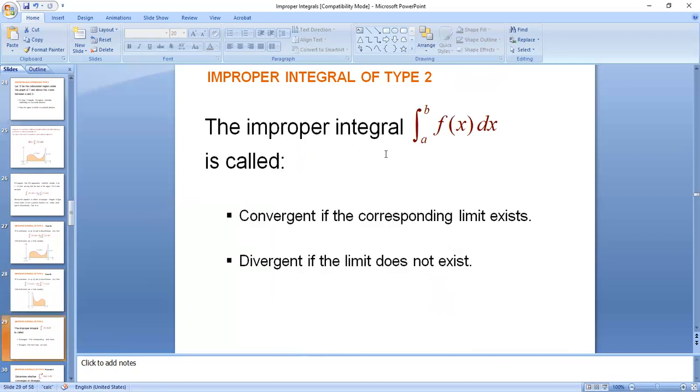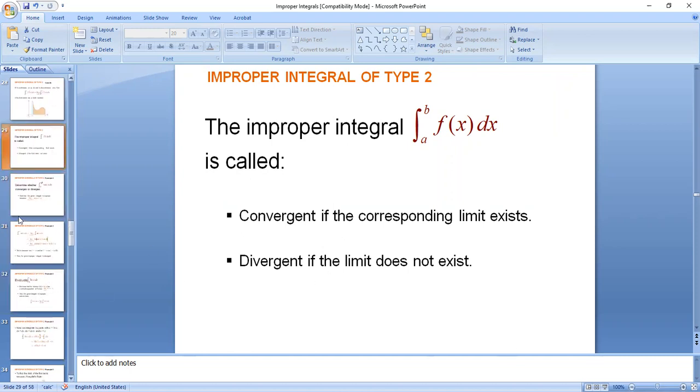Now, the improper integral of the function from a to b is called convergent if the corresponding limit exists, and it is said to be divergent if the limit does not exist. So meaning, class, the concept of convergence and divergence we applied for improper integrals under type 1, where any or both of the limits of integration is infinite, is also applicable in type 2. So it's still convergent if the limit exists, it's divergent if it's not. We're going to apply the concept again as we process the examples that follow.